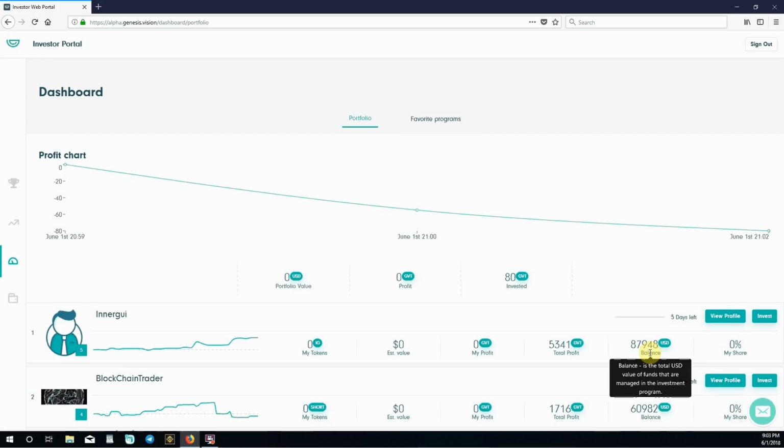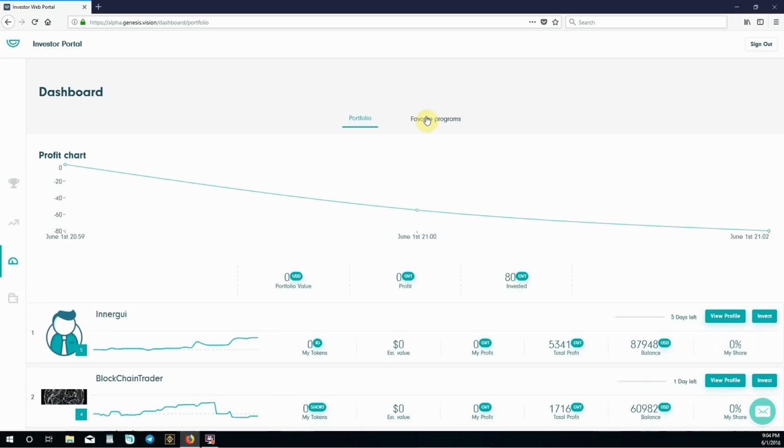Balance is the total US value of funds that are managed in the investment program. This is their balance, not your balance. My share is the percentage of your invested funds in relation to the total amount of funds managed in the program. So this means if this investment program in particular offered 1,000 tokens and we bought 50 of the tokens, that is 5% of the amount of tokens that were available in the account. So we would own 5% here. That's if they offer that amount. And that's what we would own here. It's the same for each one of these.